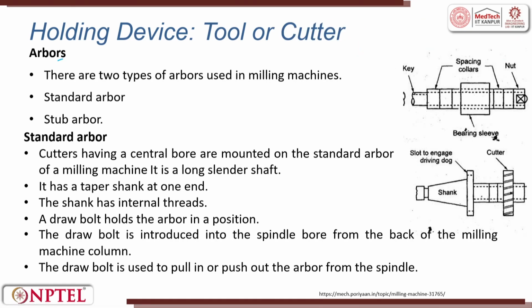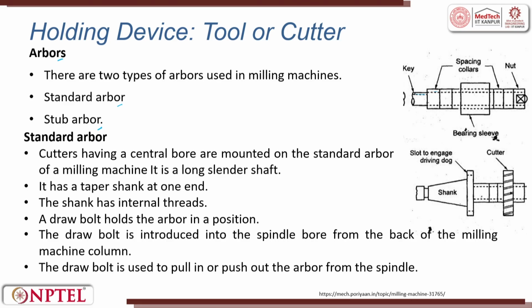Arbor. There are several types of arbor. The major ones are the standard arbor and the stub arbor. This is the standard arbor. You will have a key which locks, because a spacer is cylindrical and a shaft is also cylindrical. Now, the hollow cylinder has to be arrested when it is resting on top of a shaft.